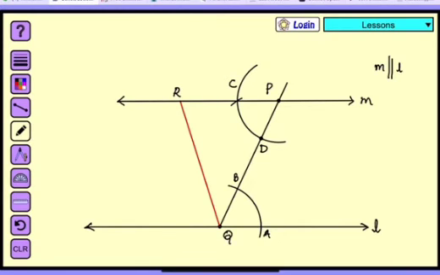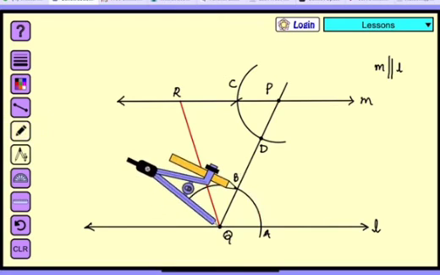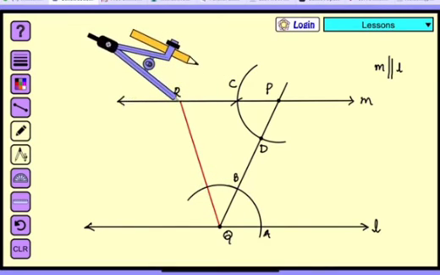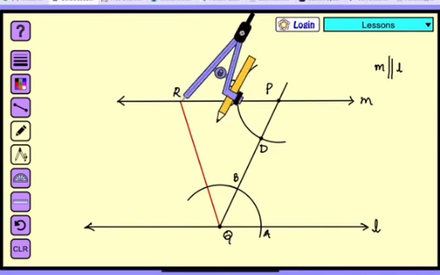Through R, draw a line N parallel to the line PQ. Now we'll have to construct another line parallel to PQ. That line has to go through R and we can name it as N. So through R, draw a line N parallel to the line PQ. It's the same procedure that we follow. I have cut an arc with the same radius. I'll do the same procedure here.